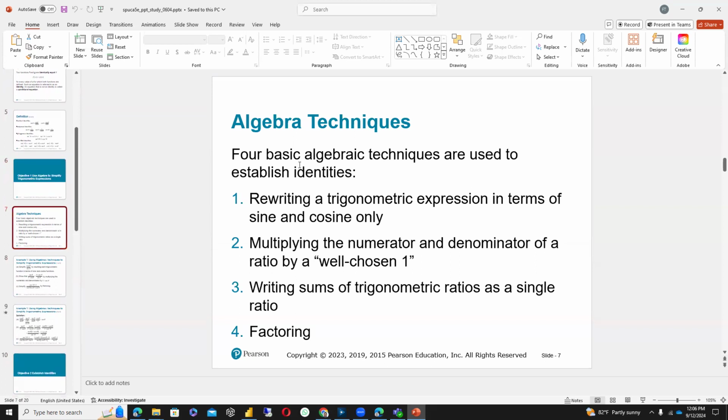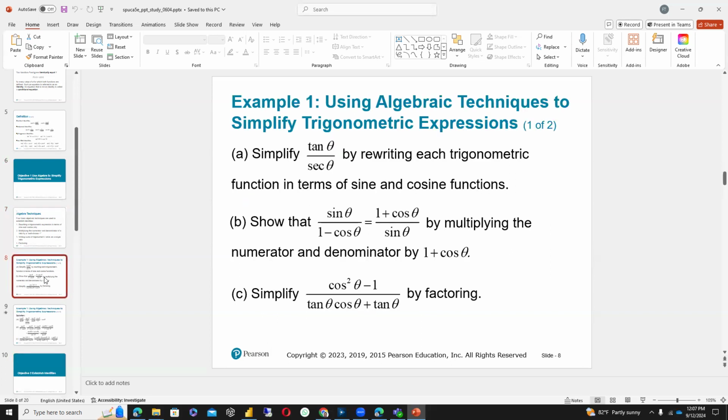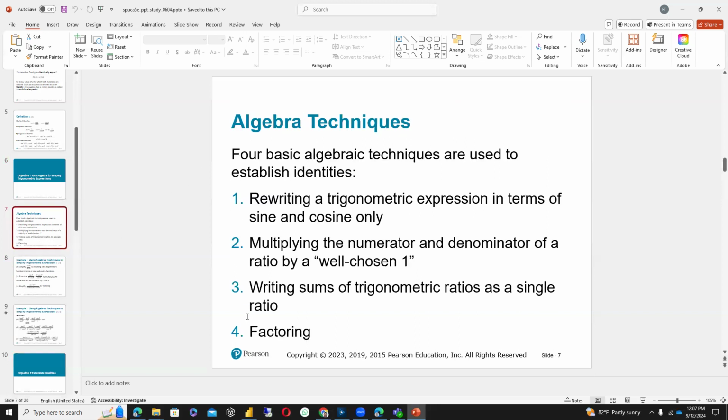So when we are simplifying trig identities, we can use some basic algebra techniques to establish identities. One of these is rewriting a trig expression in terms of sine and cosine only. This is my favorite way. I like to reduce everything to sine and cosine to simplify or prove that they are equal to each other. Number 2, multiplying the numerator and denominator of a ratio by a well chosen form of 1. Number 3, writing sums of trig ratios as a single ratio. Number 4, factoring. Those are the 4 techniques. So we're going to apply these 4 techniques with some examples.